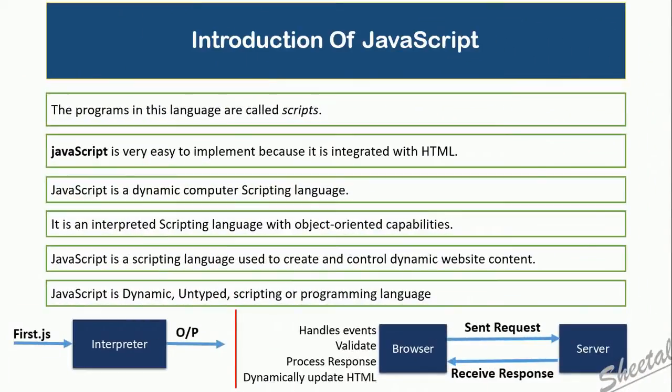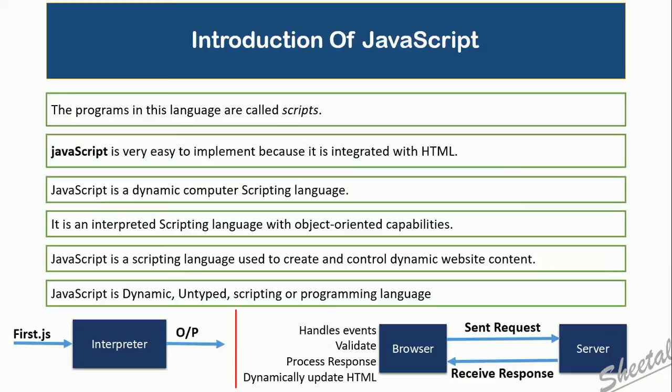What is JavaScript? The programs in this language are called scripts. JavaScript is very easy to implement because it is integrated with HTML. JavaScript is a dynamic computer scripting language. It is most commonly used as a part of web pages, whose implementations allow client-side scripting to interact with the user and make dynamic pages. It is an interpreted programming language with object-oriented capabilities.